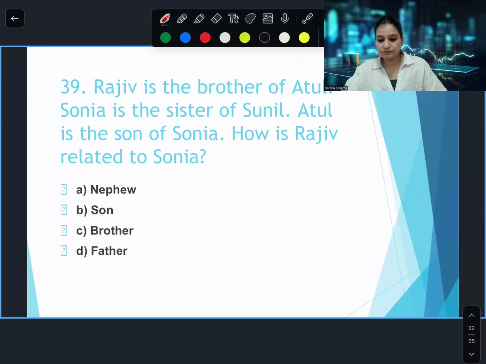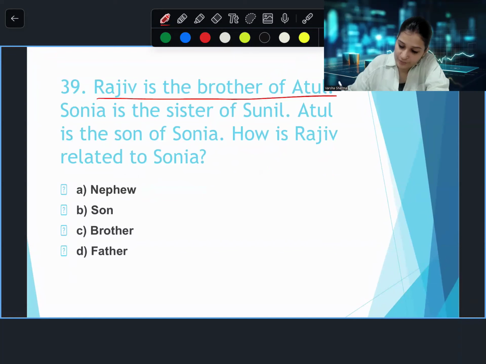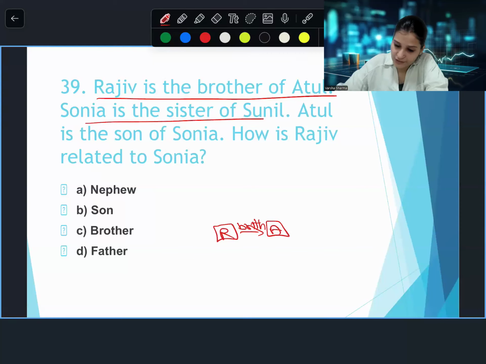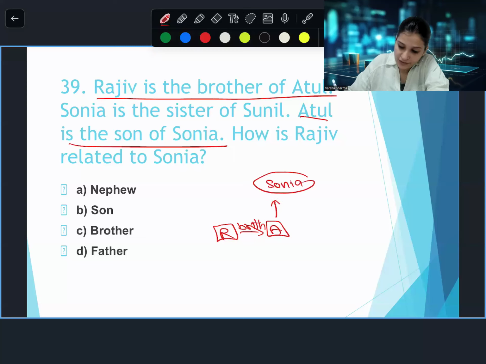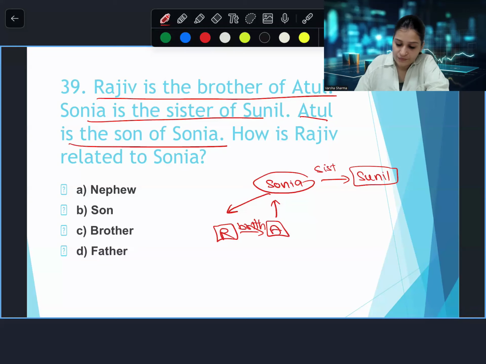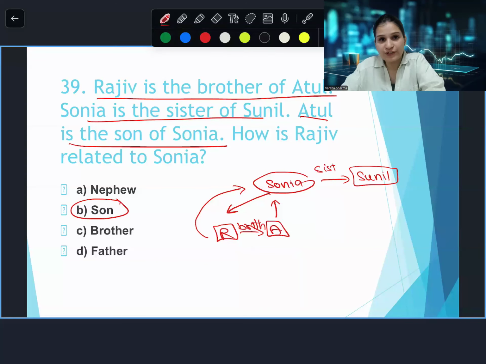39. Rajiv is the brother of Atul. Atul is the son of Sonia. Sonia is the mother of both Atul and Rajiv. Sonia is the sister of Sunil. How is Rajiv related to Sonia? Son? Very basic question. Yes, son.